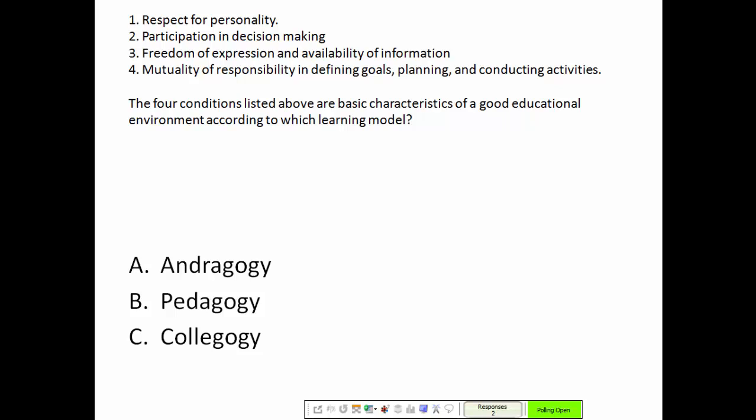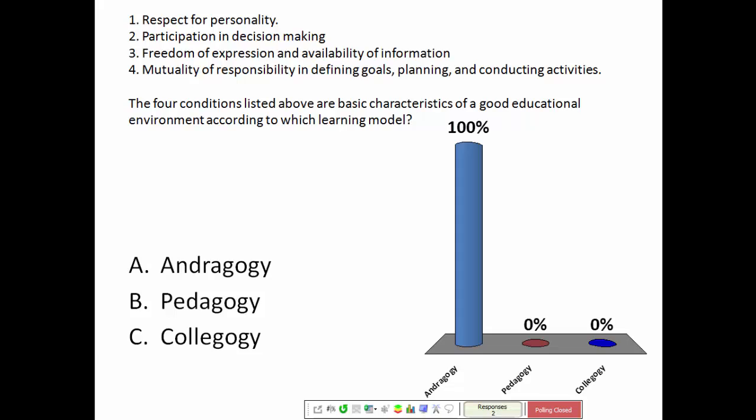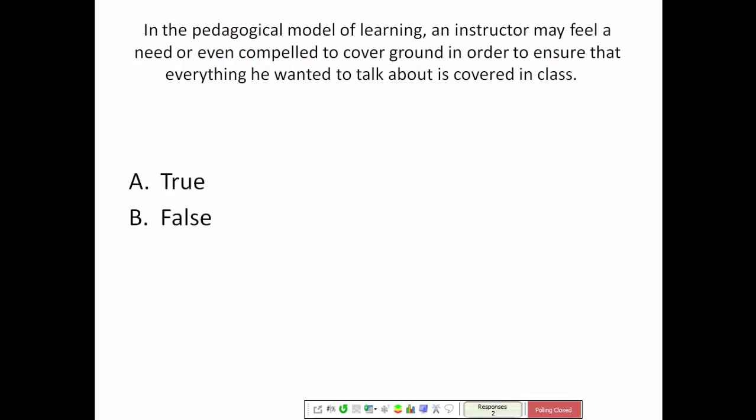So both students who are taking this quiz have answered, and we see that both of them actually guessed the correct answer, which is A, andragogy.